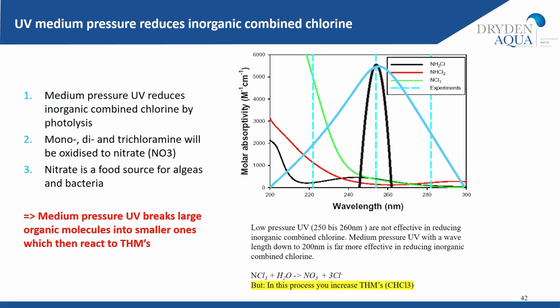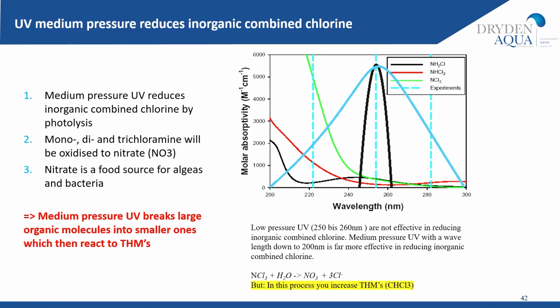Medium pressure UV reduces inorganic combined chlorine by photolysis. The monochloramine, dichloramine, and the trichloramine would be oxidized to nitrate. Well, nitrate is another source of food for algae and bacteria. So we don't really want these substances in our water. So medium pressure UV on face value might look like a great solution, but you need to dig deeper and understand the byproducts that are being produced by such a system.